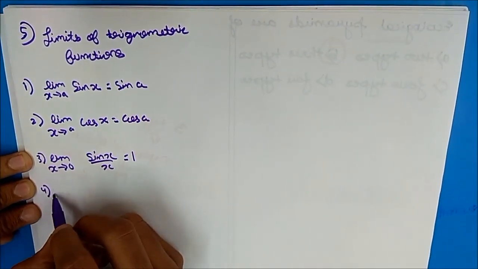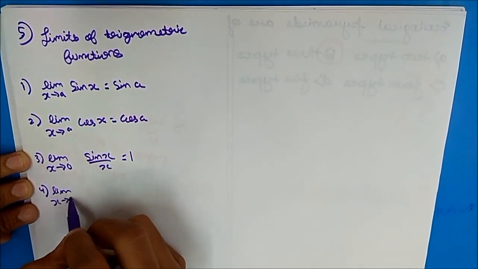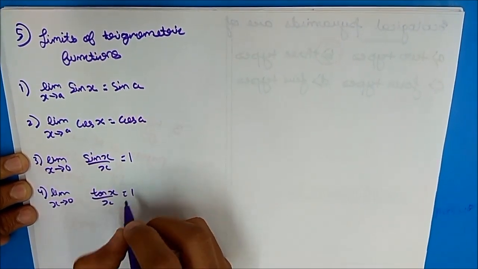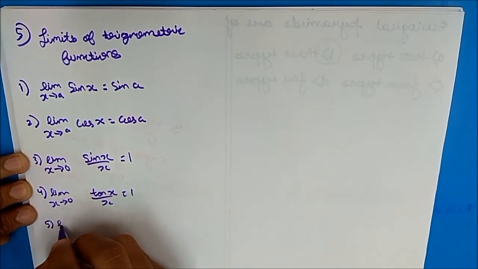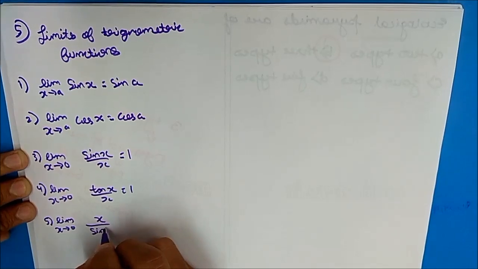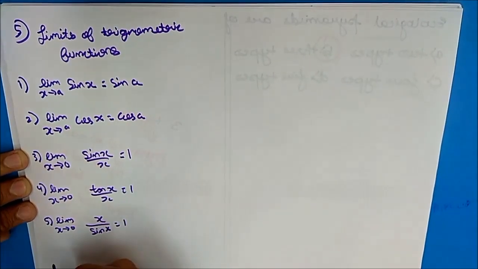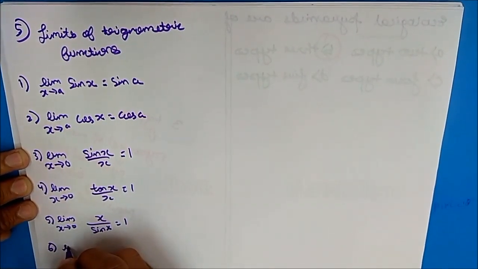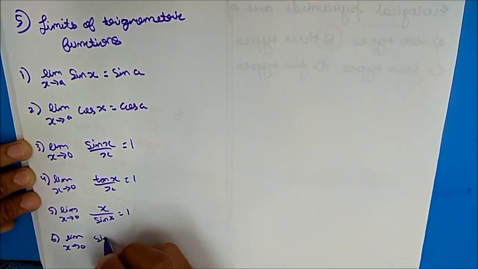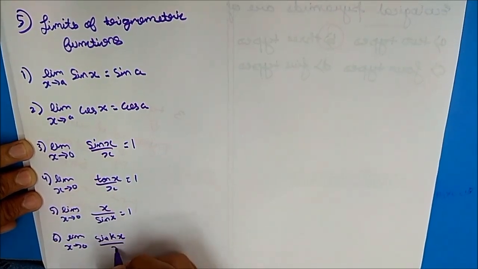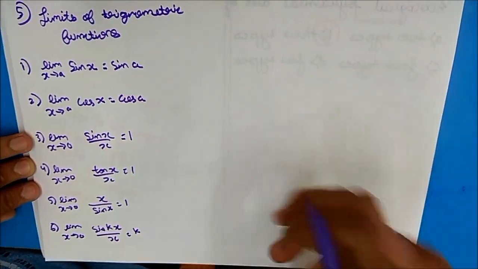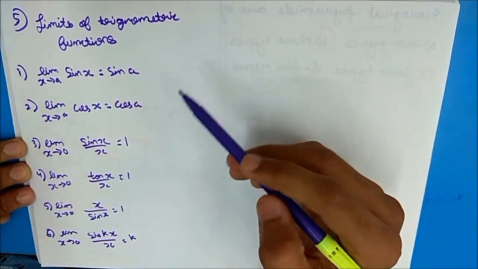Fourth, limit x tends to 0, tan x upon x is equal to 1. Fifth, limit x tends to 0, x upon sin x is equal to 1. And sixth, limit x tends to 0, sin kx upon x is equal to k. So these are some of the things which you should know before solving this type of trigonometric limits.